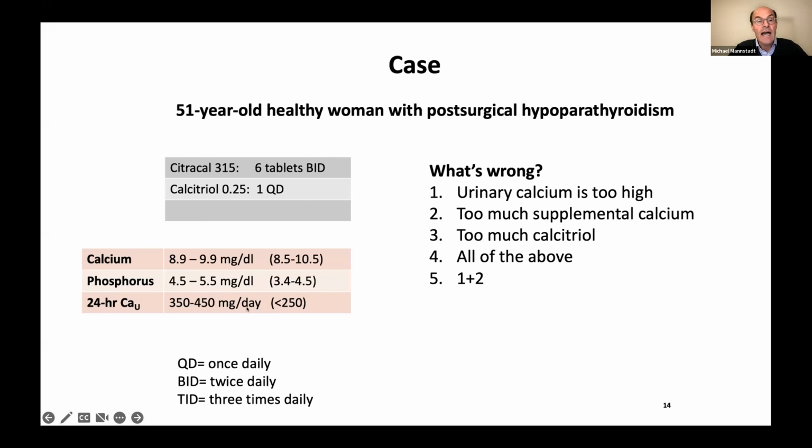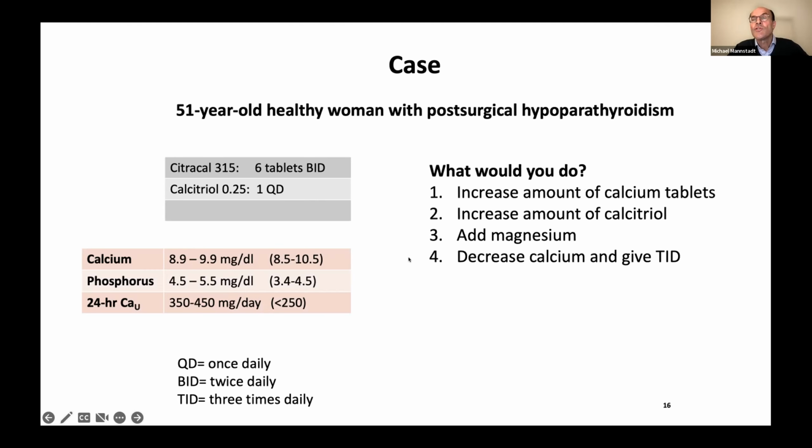Urinary calcium way too high and way too much calcium. So what would you do? That's the next poll, which Michelle will now open up. Do you want to increase the amount of calcium tablets? Do you want to increase the amount of calcitriol? Do you want to add magnesium? Or do you want to decrease calcium and give it 3 times a day? So please choose your answer.